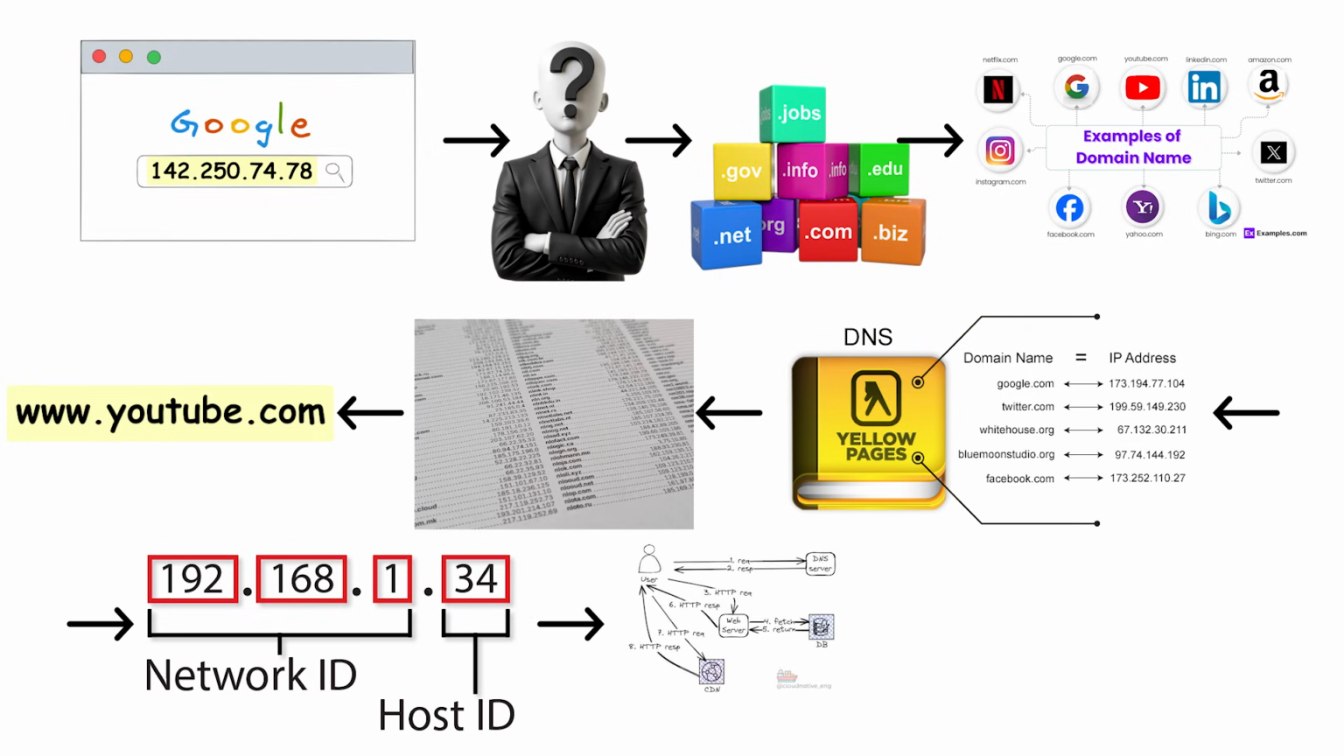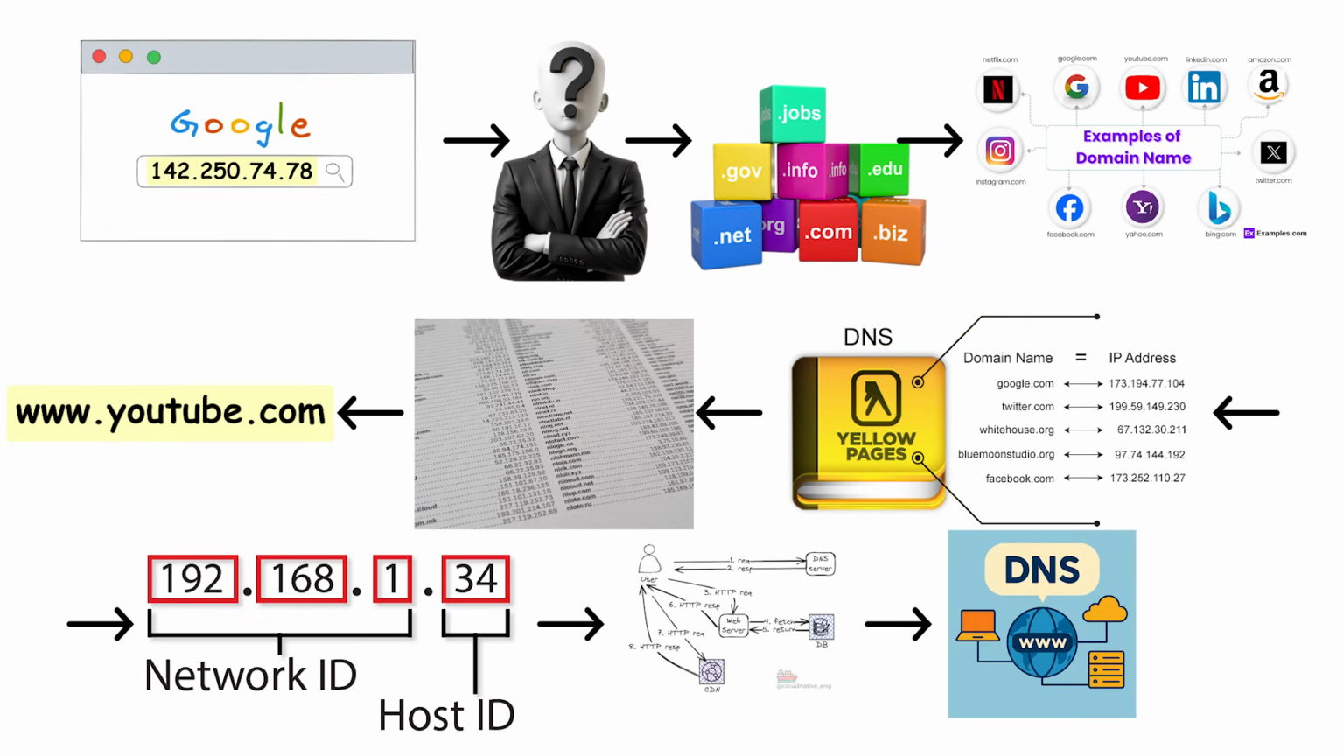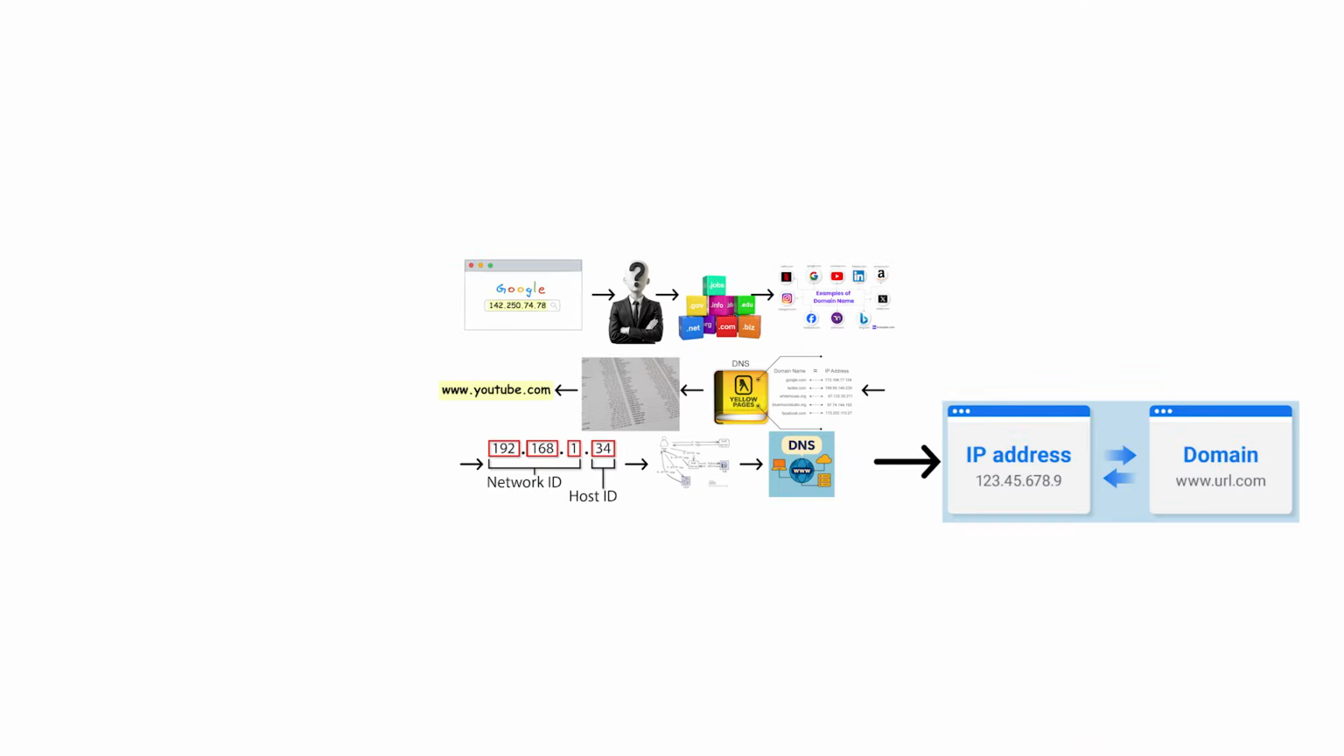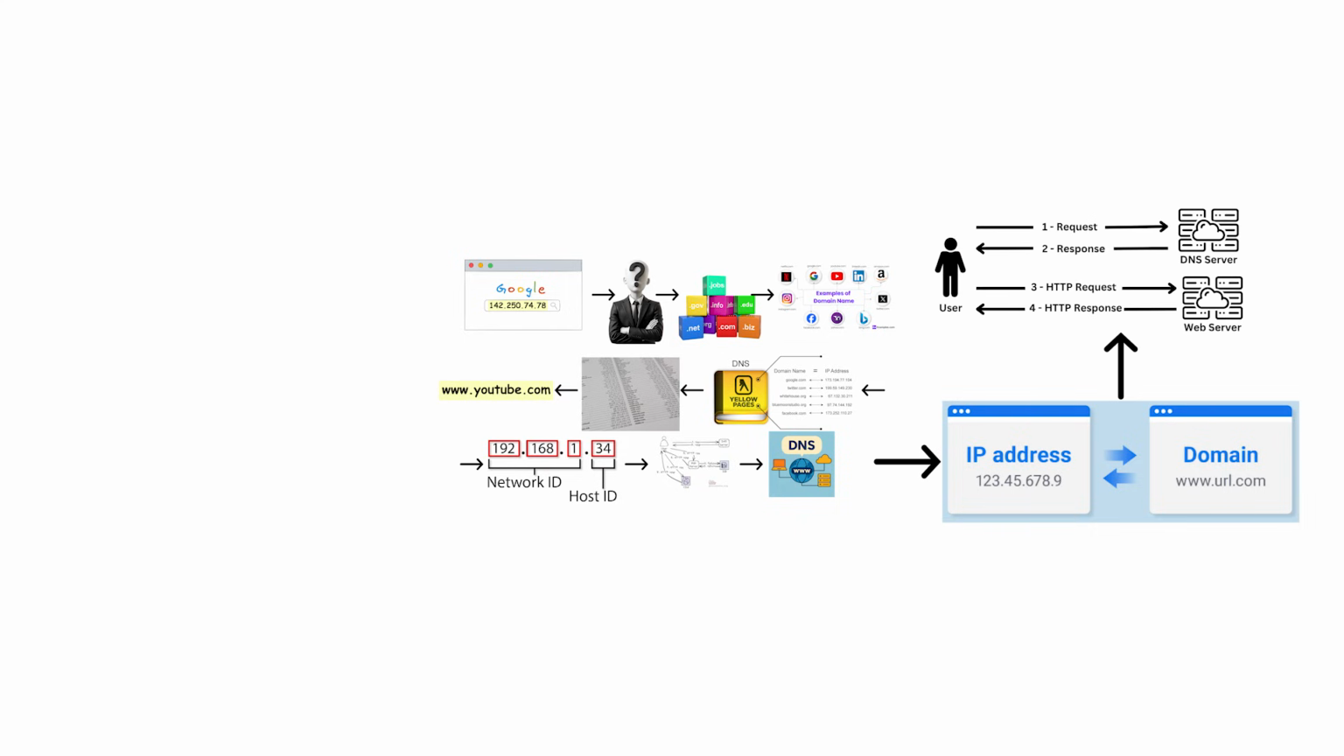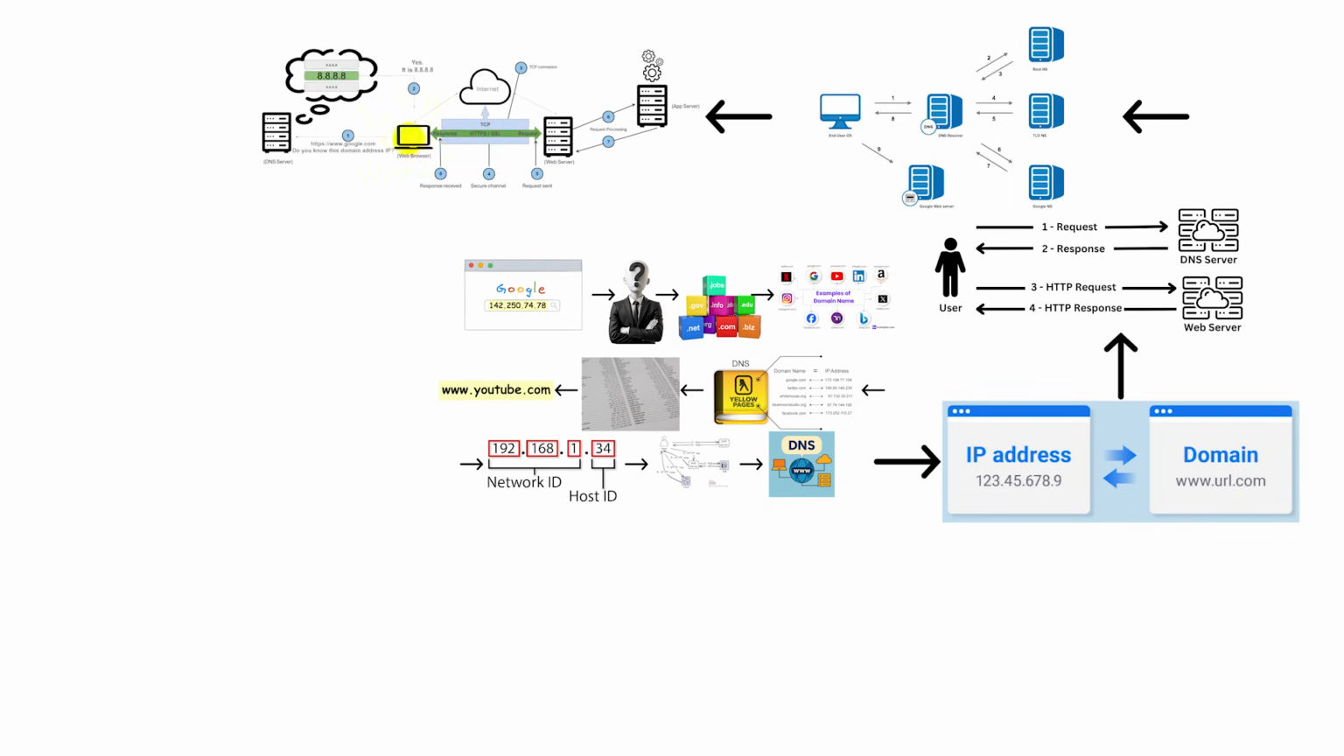When you type a web address into your browser, your device first sends a query to a DNS server asking for the IP address that corresponds to that domain name. The DNS server looks it up and sends the address back. Your browser then uses that IP address to connect to the actual web server. This entire lookup process happens in milliseconds and is completely invisible to the user.